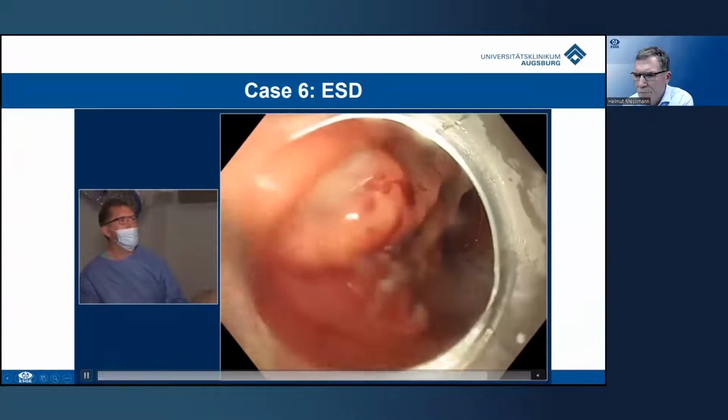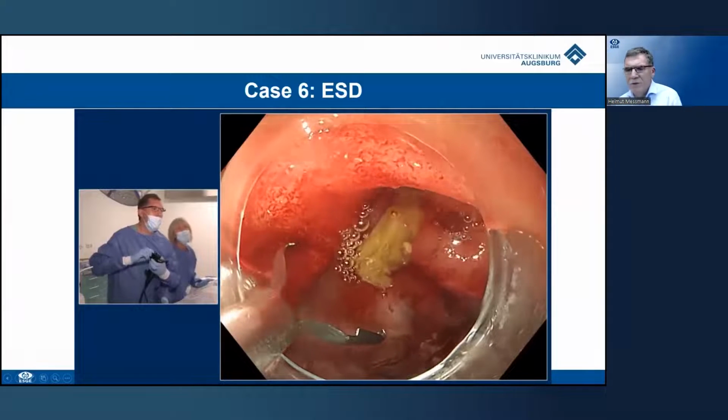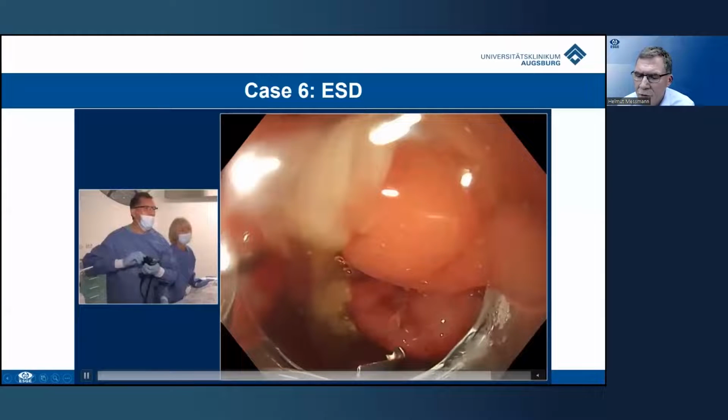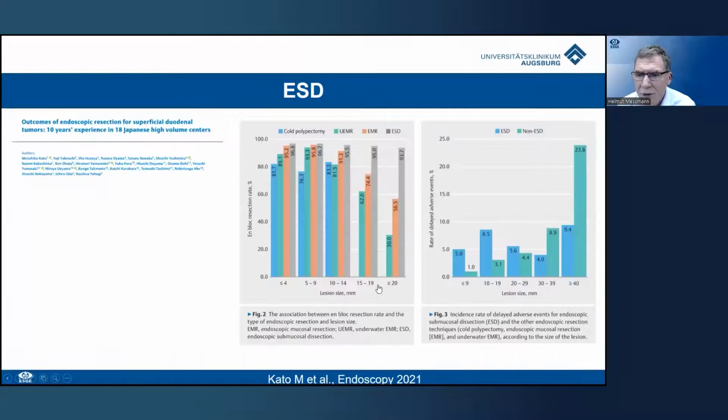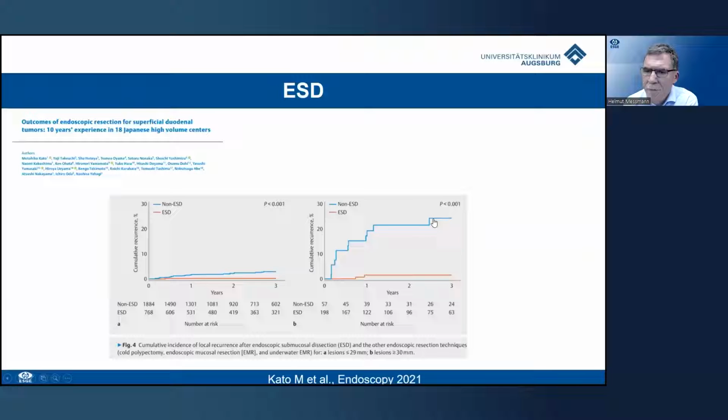The lesion completely. And then I close the defect, which has been shown in other videos as well. The advantage of ESD compared to cold polypectomy, underwater EMR or EMR, you see the en bloc resection rate is much higher even for larger lesions. The rate of delayed adverse events, interestingly, is for the ESD group in large lesions less than in the non-ESD group, and the main benefit is for sure the recurrence rate, so the less recurrence, especially for the large lesions.